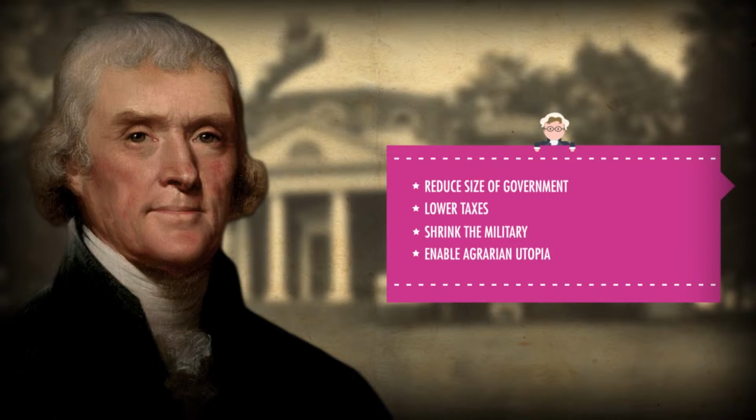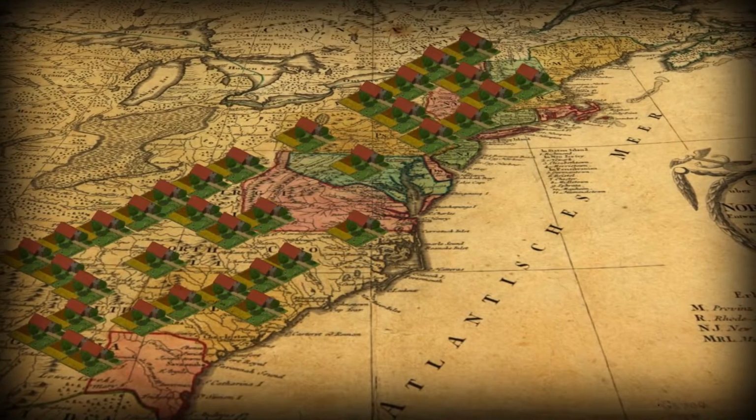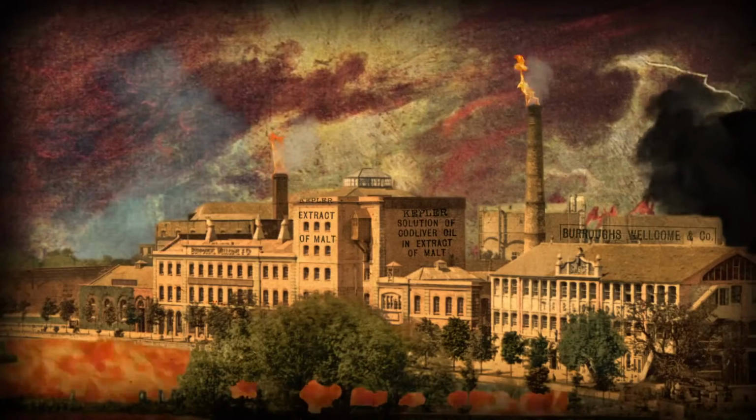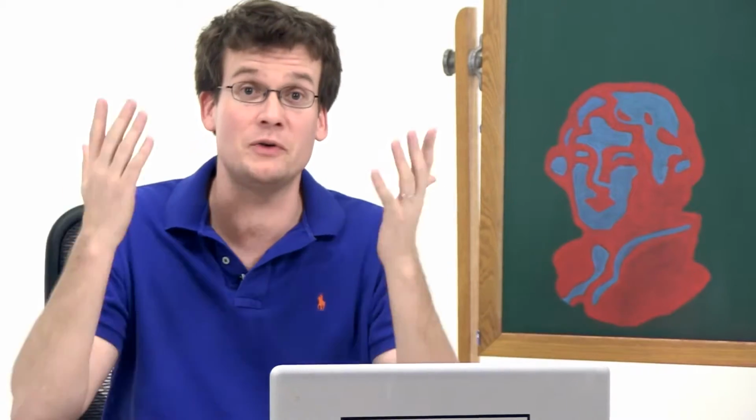But back to Jefferson. His idea was to make the government smaller, lower taxes, shrink the military, and make it possible for America to become a bucolic, agrarian empire of liberty, rather than an English-style, industrial, mercantile nightmare landscape. So how did he do? Well, really well at first.